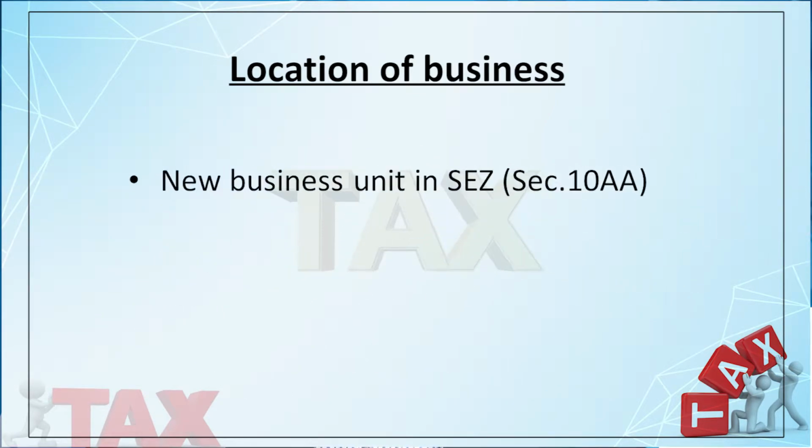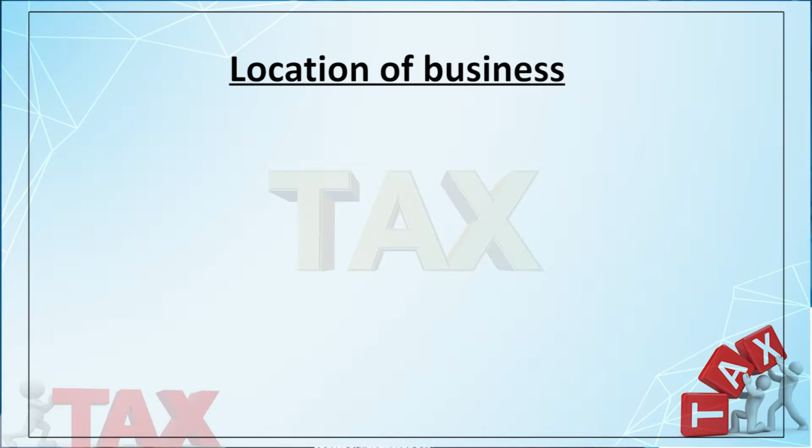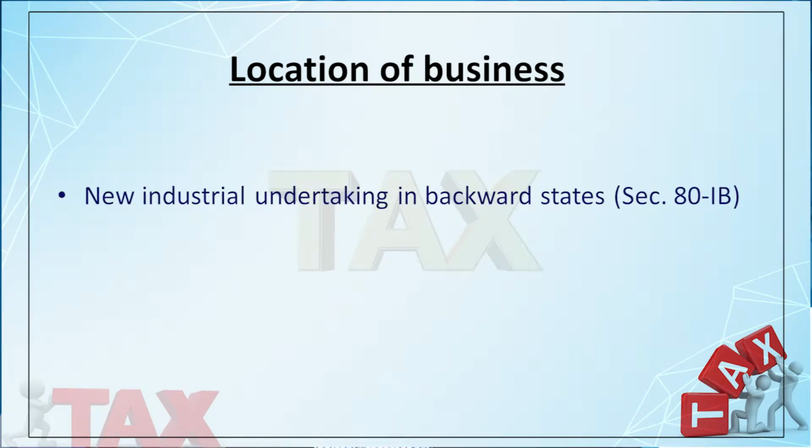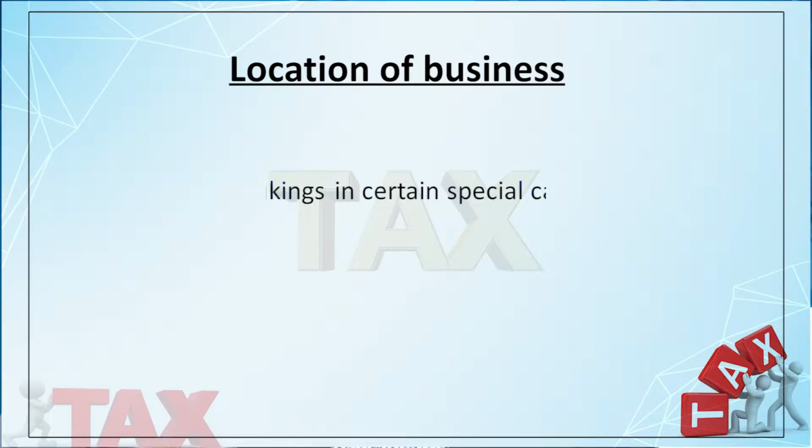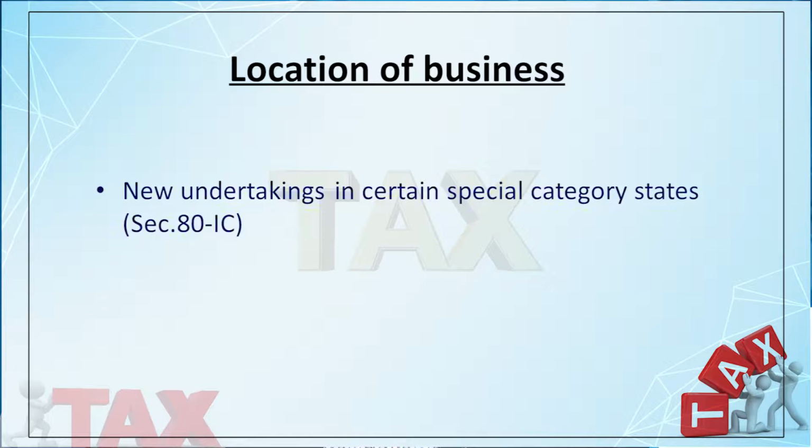Section 10AA describes the new business unit in special economic zone. So I am giving the stress on location where such type of business is being established in a special economic zone as per section 10AA. Then you may consider section 80IB. As per section 80IB of the Income Tax Act, any new industrial undertaking is set up in backward states. So I am giving the stress on location, that is backward states. Next one is section 80IC, new undertaking in certain special category states. So as per section 10AA, we get the special economic zone. Section 80IB describes the backward states.